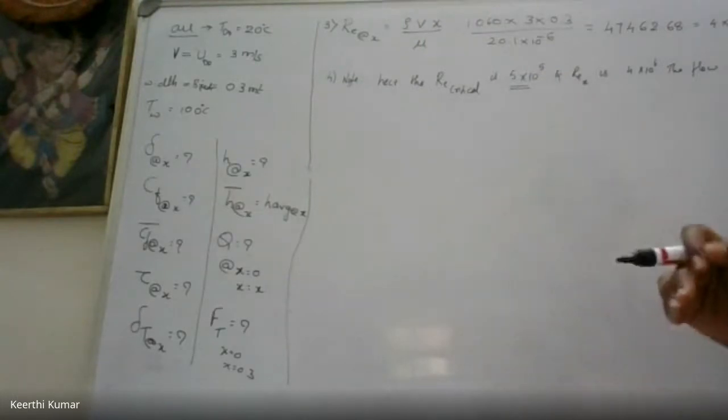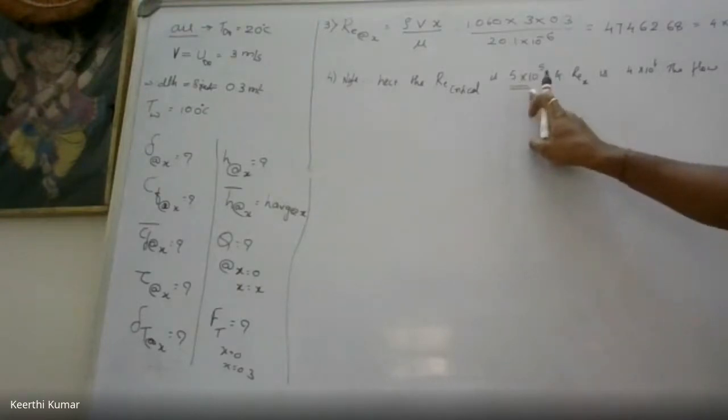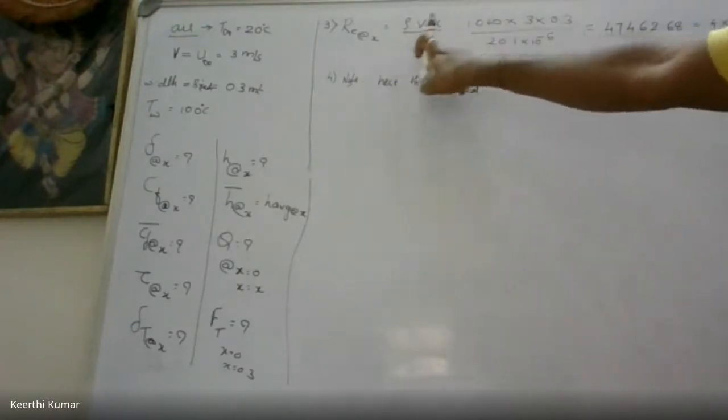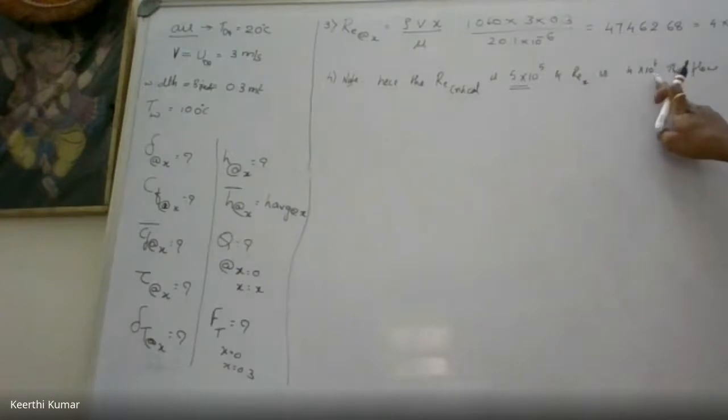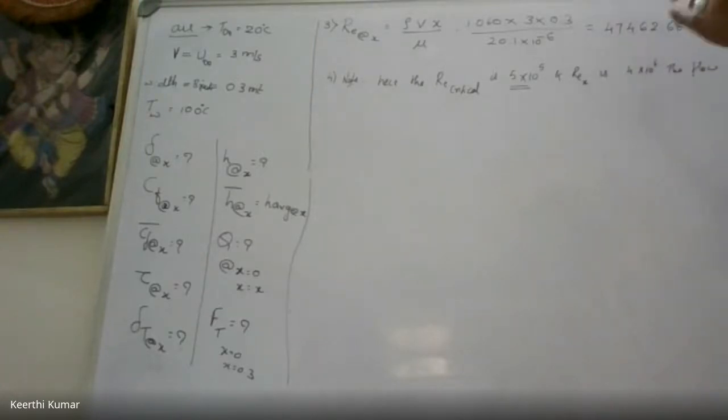In the data handbook, you can check that the critical Reynolds number is 5 into 10 to the power of 5. And the Reynolds number we calculated is just 4 into 10 to the power of 4, which is less than the critical. Hence, the type of the flow is laminar flow. If it is exceeding, for example 6 into 10 to the power of 6 or 5 into 10 to the power of 6, then the type of the flow is turbulent. There is some other procedure to solve if the flow is turbulent.